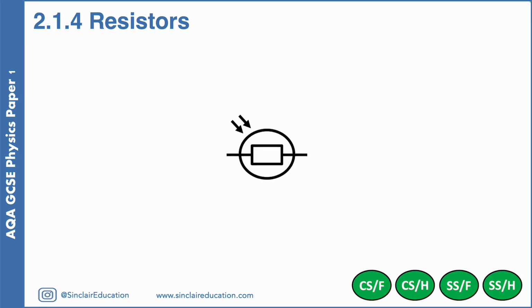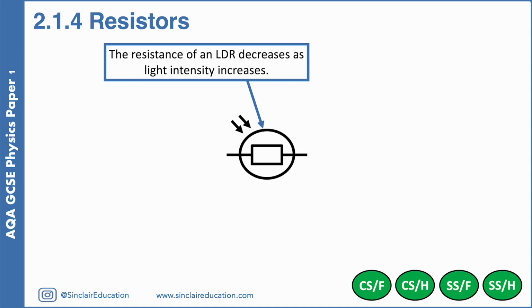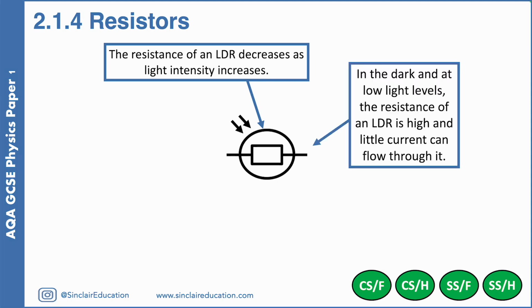Another resistor is the LDR. Now, the LDR's resistance is dependent on light, and it behaves in quite a similar way to the thermistor. So what we'll find is that if, for example, light increases, the resistance of the LDR decreases. It does the opposite thing. So in the dark, or when light levels are really low, we're going to find resistance is really high, and therefore current will be low. It can't travel through.